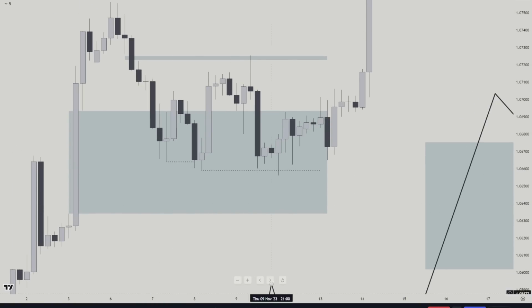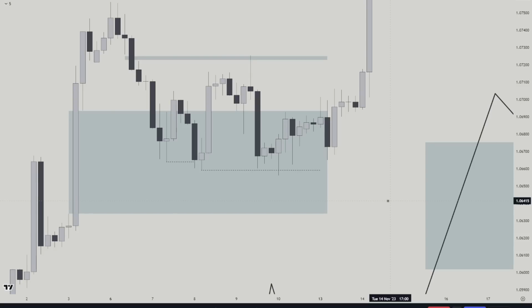That's what happened here, actually. So first move, second one, third one was the real one. So using a 3 drive pattern, either in a bullish scenario or a bearish scenario, is going to tell you and give you an indication when the real move is going to happen.